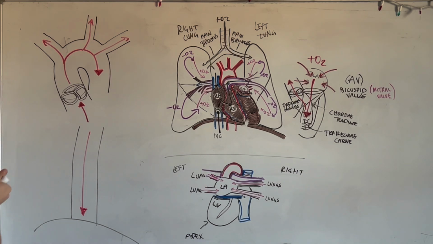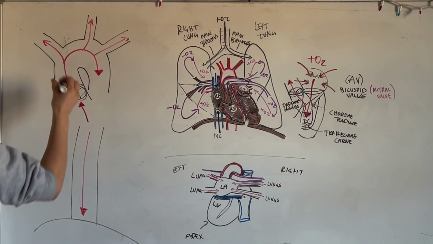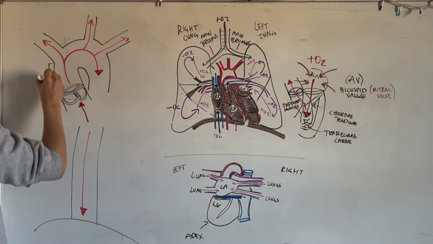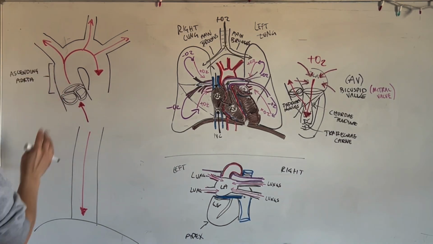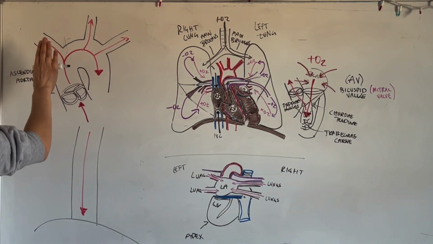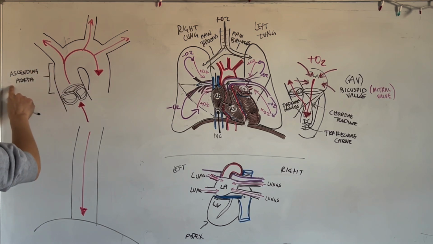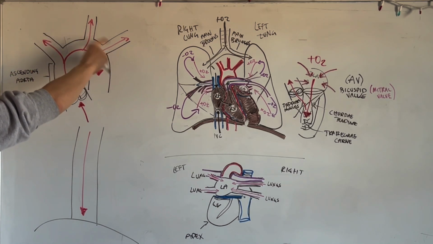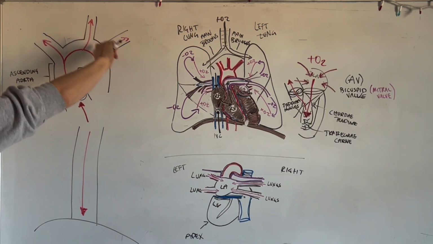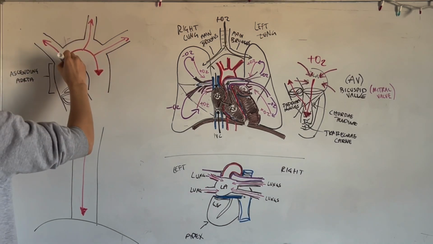Step 1. Once we go through the semilunar valve, there's a very brief portion, about this much, called the ascending aorta. So the part of the aorta that heads up, very small part, is going to be called the ascending aorta. The part of the aorta that has branches coming off of it, 3 to be specific, and makes an arc is called the arch of the aorta.